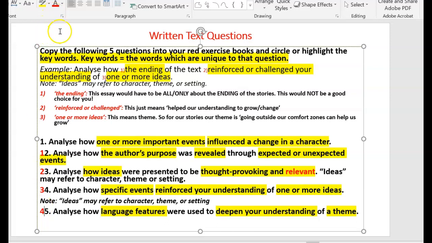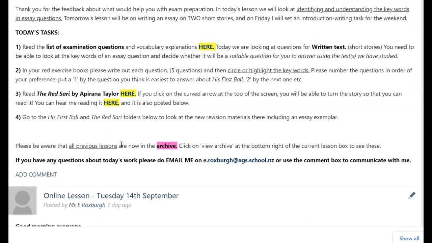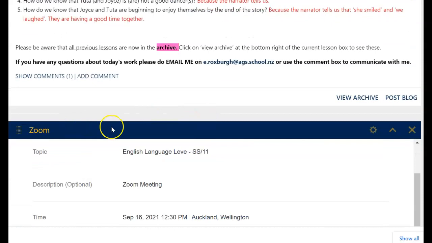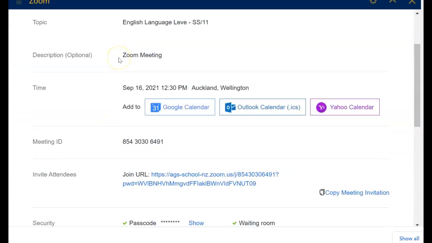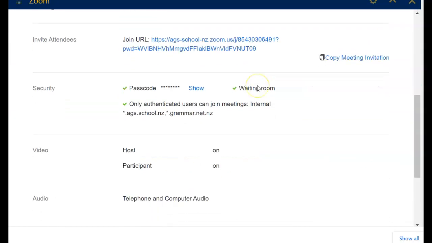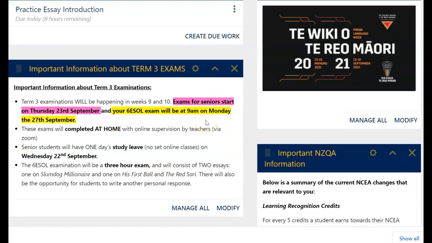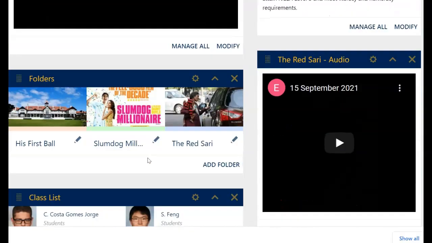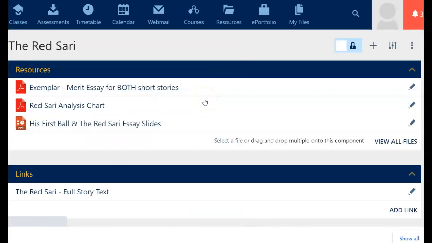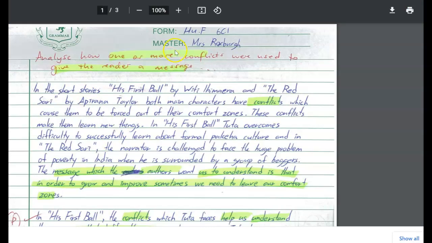Okay, so we're now going to move to the exemplar that I posted up. The way you do that is to go to the GrammarNet page. There's the Zoom box which you will use later this morning or this afternoon to connect with our Zoom session. You will press on join, but at the bottom here are these folders. So in the Redarsari folder, here is an exemplar essay for both short stories. Now, you will see that this young man answered the question, analyze how one or more conflicts were used to give the reader a message.